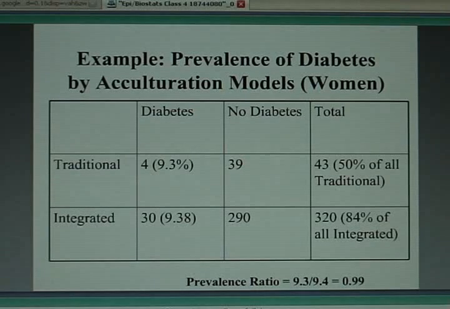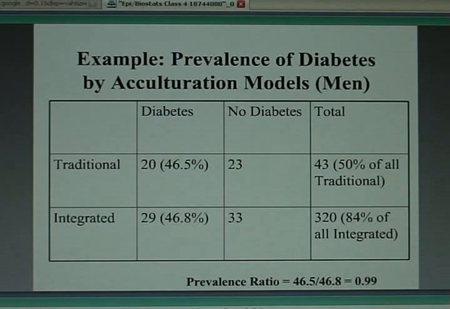Likewise, let's suppose we look at the males, the remaining people in these studies, the remaining half of the traditional group, the other 43 people. The remaining, this is a typo. This is not the 320. This is the remaining 16%. And of those 16%, 29 of them were diabetic and 33 of them were non-diabetic.